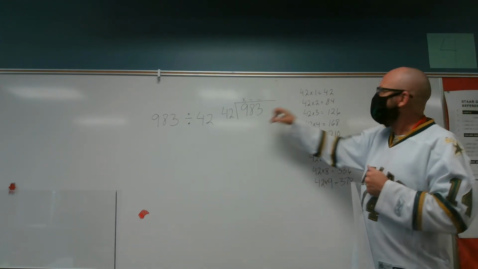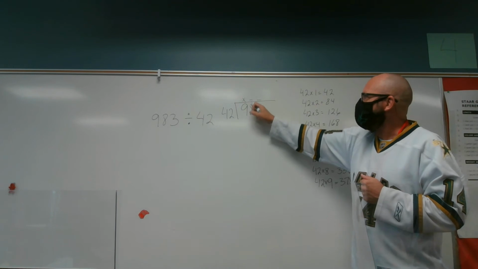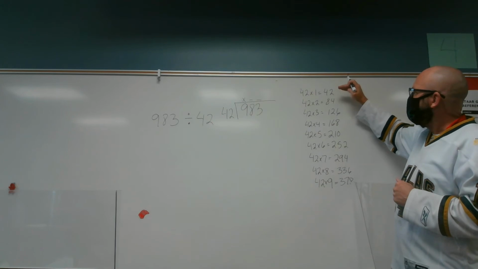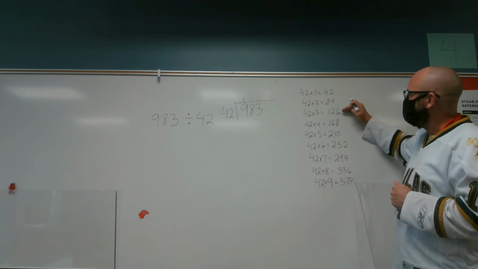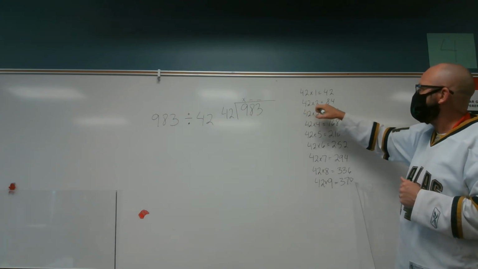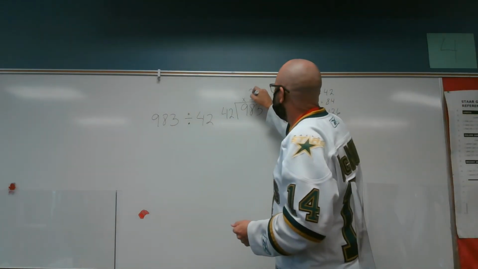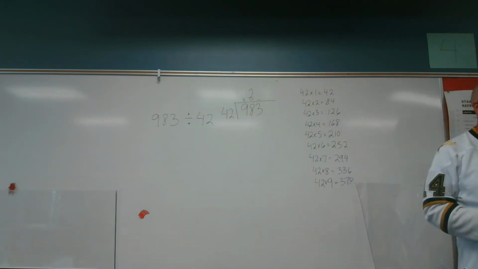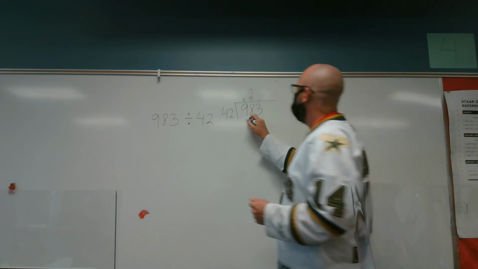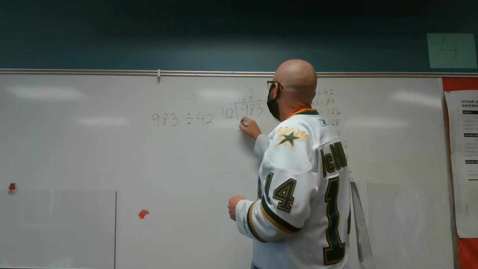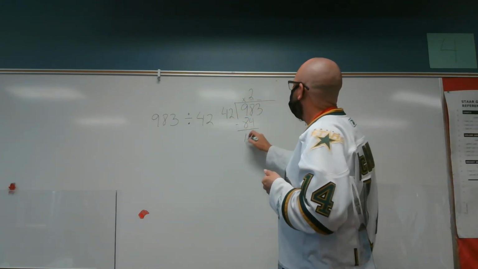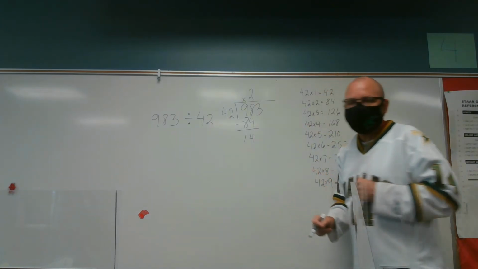So I need to go over here, and since I'm taking it into 98, I need to find as close to 98 as I can get without going over. I got 42, I got 84, I have 126. Too big. So I go back to 84. And since 42 times 2 is 84, that tells me 2 is going to be at the top, right above the 8. And since I'm taking it into 98, I'm going to subtract 84 from 98, because 2 times 42 is 84. Then I subtract and I get 14.